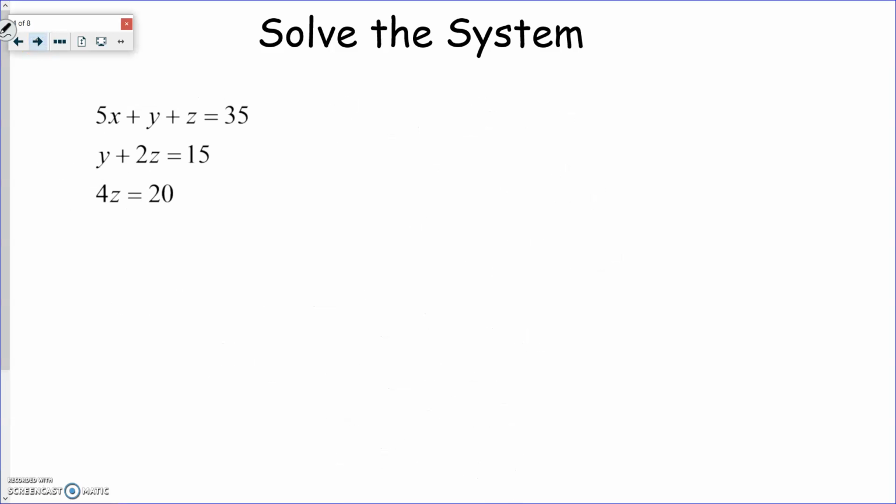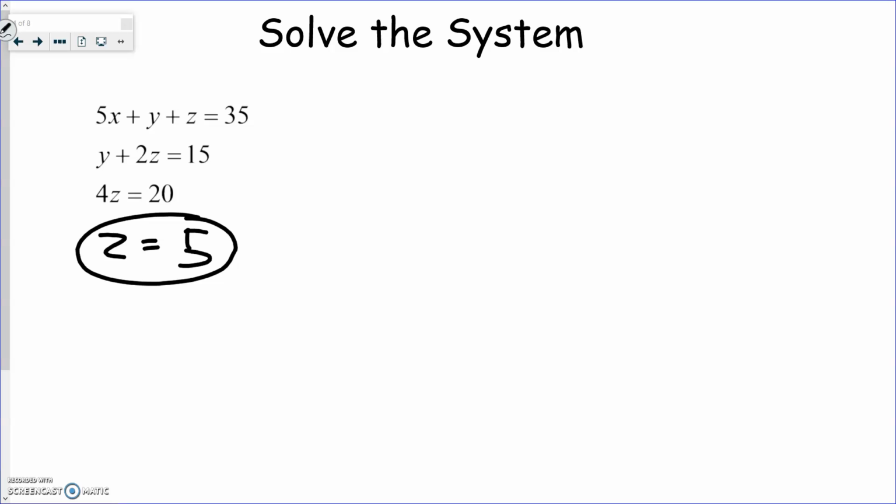All right, next example here. Guys, feel free to pause this video at any point in time if you want to try the example out on your own and then see the work worked all the way through. Here, I am not given my z directly. However, it's very easy to solve for z. I have 4z equals 20. All you need to do is divide by 4 to give me that z is really 5.